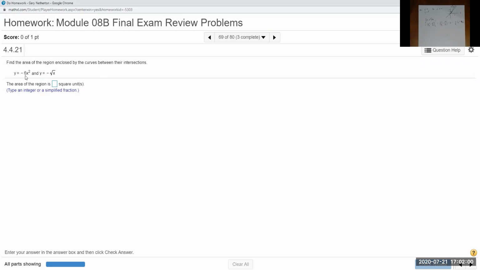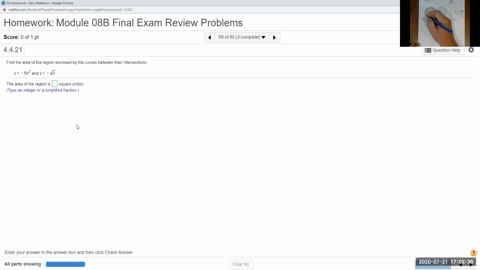Here's another one. Now they're not even saying what the x limits are. We have to figure that out. So we have negative 6x squared and negative square root of x. So we definitely have to graph these and see what's going on. Let me write this down, and then I'll show you even how to mathematically figure this stuff out. Something I haven't shown you yet.